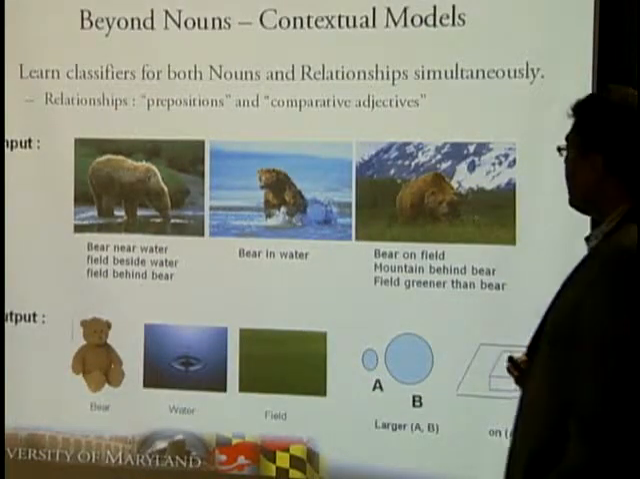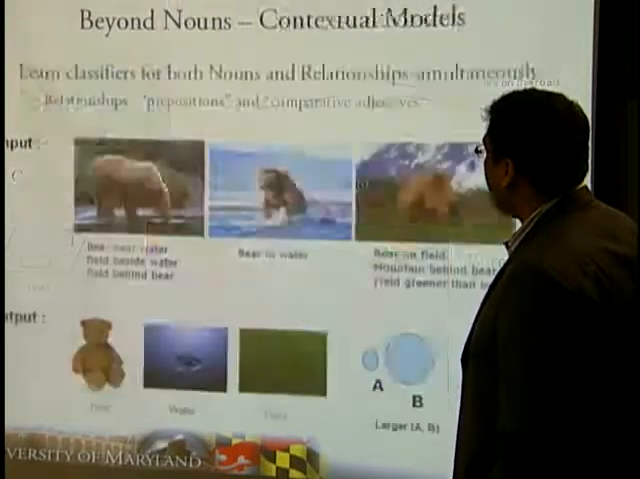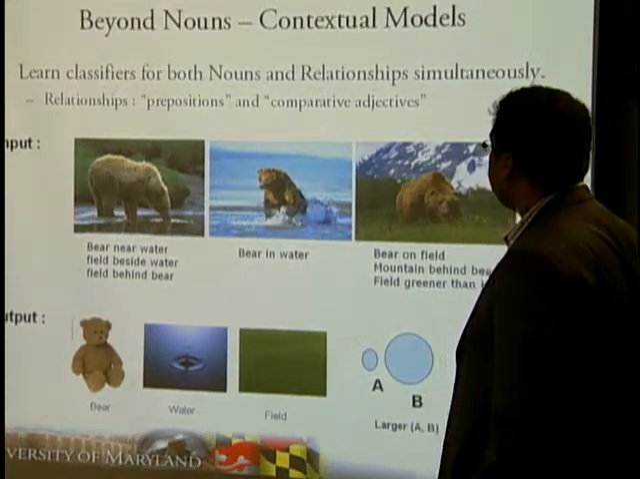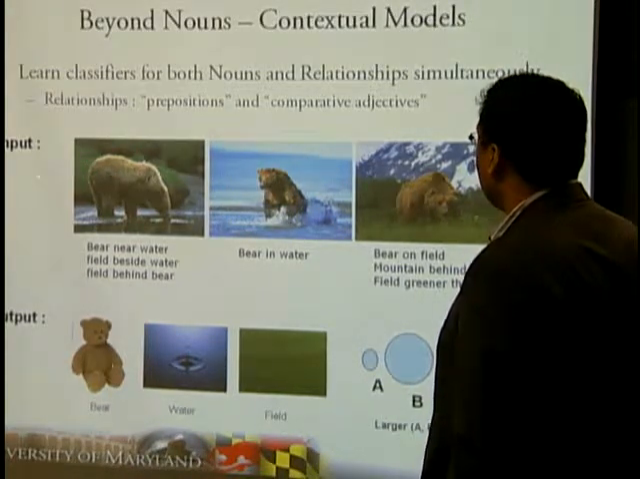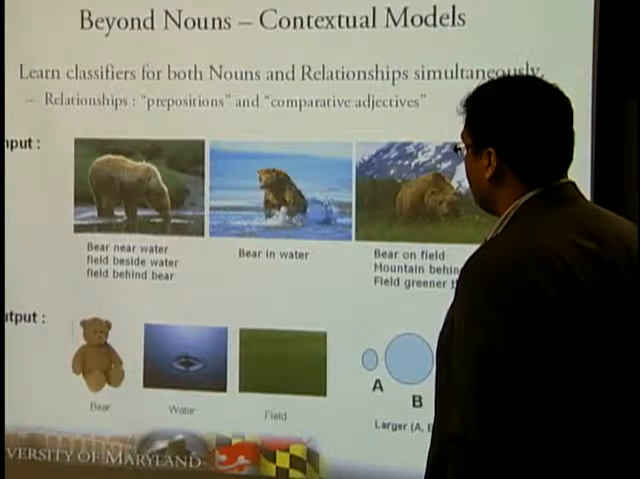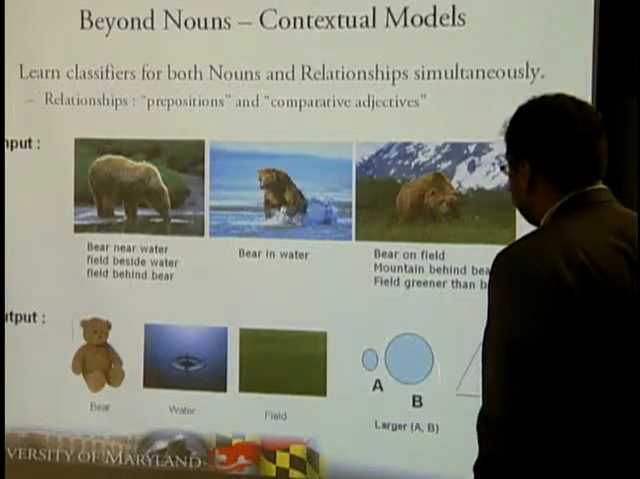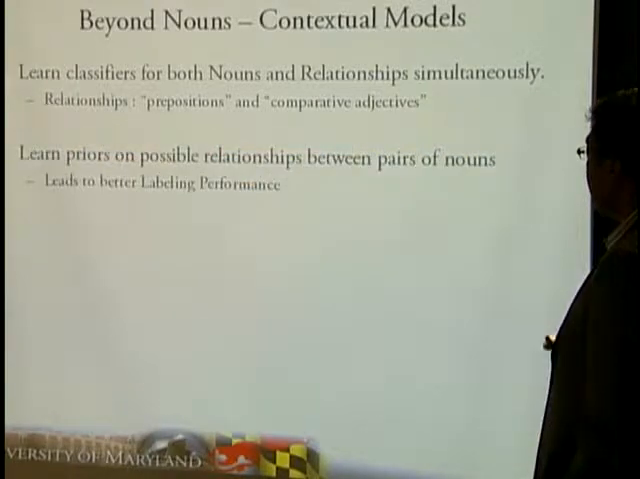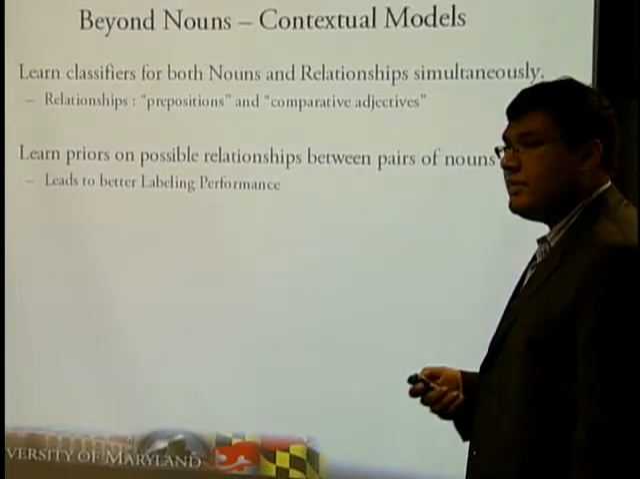So in this work, I'll talk about why we don't want to use these hand-defined models of relationships. I'm more interested in learning classifiers for both nouns and relationships, that is prepositions and comparative adjectives, simultaneously. So in this case, my input will be a large image data set with a richer description of the data set in terms of a list of nouns and relationships between those nouns, and I'll try to learn the visual grounding of nouns, the visual grounding of comparative adjectives, and the visual grounding of prepositions such as on. I'll also try to learn the priors and possible relationships between pairs of nouns. This will lead to better labeling performance.